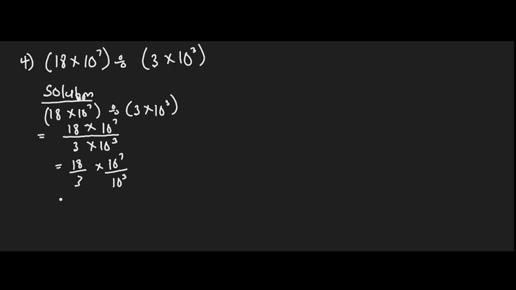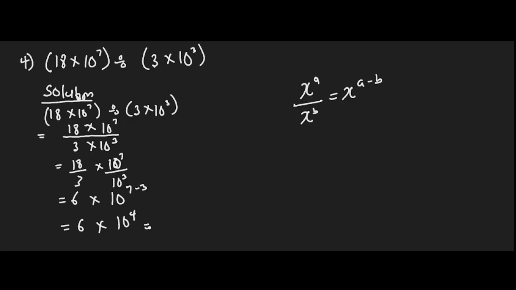Now, 18 divided by 3 will give us 6. Using this rule of indices, s raised to power a over s raised to power b, same thing as s raised to power a minus b. Now, that is when we have this. Since we are having the same base here, 10, 10, and the operation between them is division, it would be times 10 raised to power 7 minus 3. Take one of the base and subtract their power. Here we have 6 times 10 raised to power 4. That means our answer is equal to 6 times 10 raised to power 4.